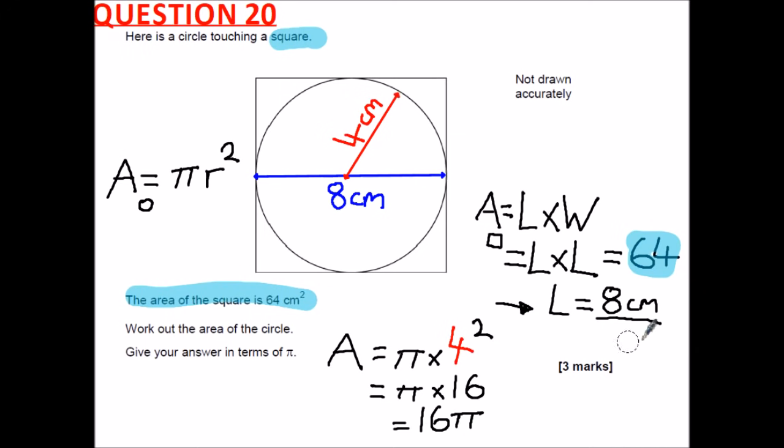Now we're not going to use pi equals 3.14 or 3.142 because you need to read the question carefully. It says give your answer in terms of pi. What that means is we're not going to use a numerical value of pi. We're going to leave a symbol for pi in the question to the end, just as we would do with an x or a y or a z. So the final answer is the area of the circle is 16 pi.